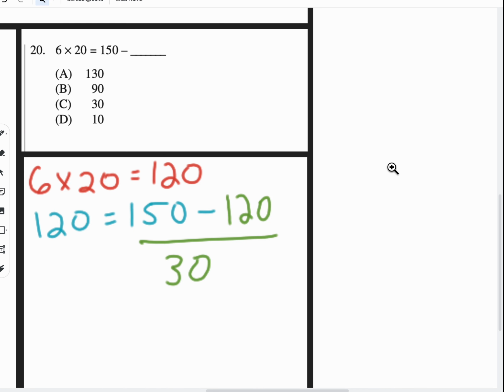Or we can use PETA, plug in the answer choices. 150 minus 30 equals 6 times 20. Therefore, 6 times 20 equals 150 minus 30.